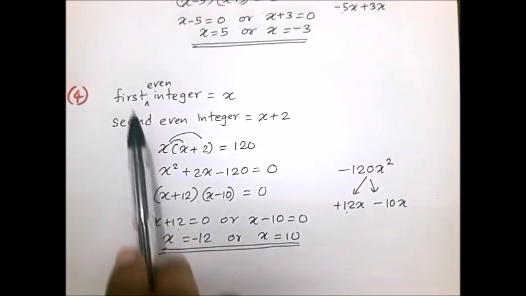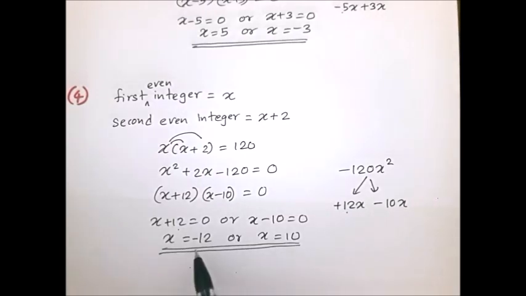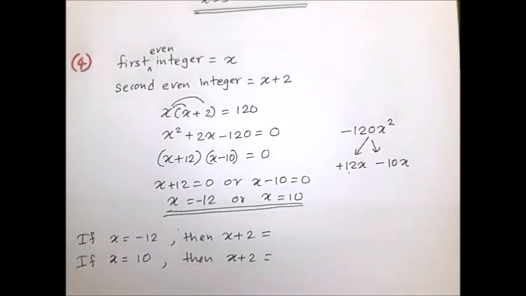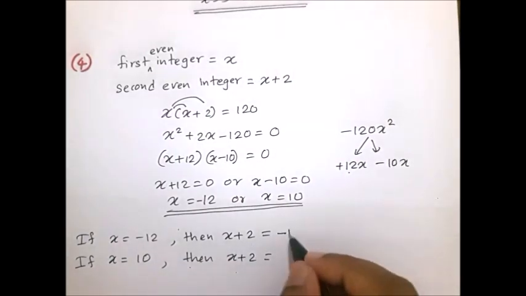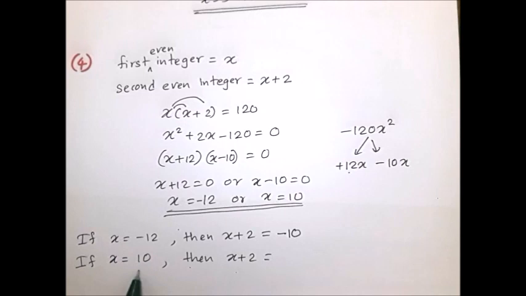x is the first even integer. If x is minus 12, what is the second even integer? You have to add 2 to it. If the first even integer is 10, the second even integer is again 10 plus 2. You have to write both answers. If the first even integer is minus 12, the second one is x plus 2, which is minus 10. If the first one is 10, the second one is 12. Both answers are correct.